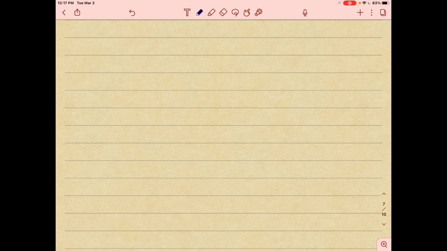Hi guys, this is lesson... I'm writing this down so that you know what you should be writing in your notes. Lesson 7-3, and it is called Rational Exponents.